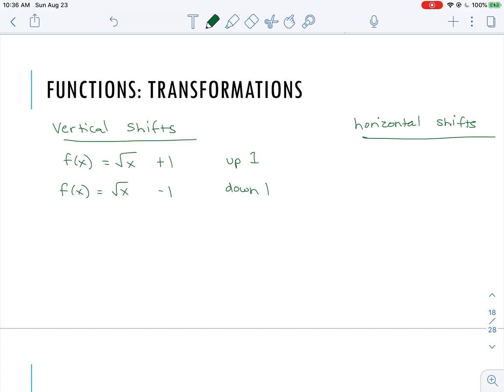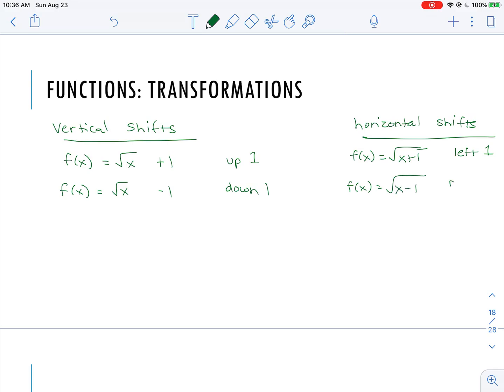So they'll be inside parentheses or within the operation symbol, like the square root symbol. So if I had my square root function and I did x plus 1, it's actually going to move it 1 to the left, because if you remember conic sections and finding centers of things, it's always the opposite. And so this is actually going to shift my function 1 left.